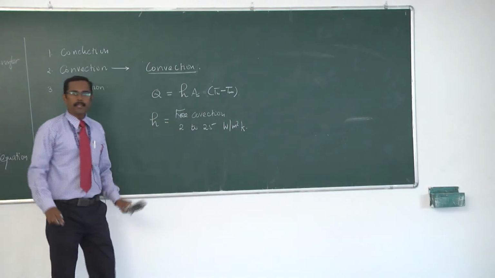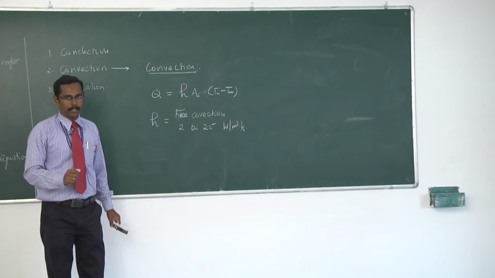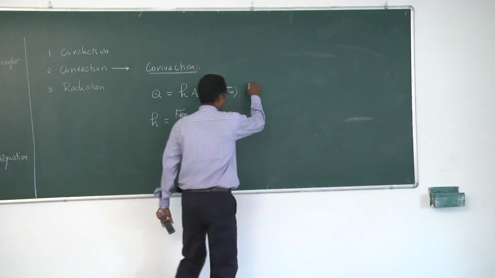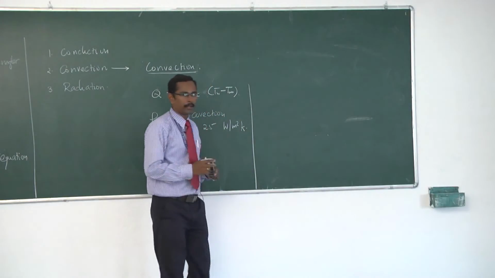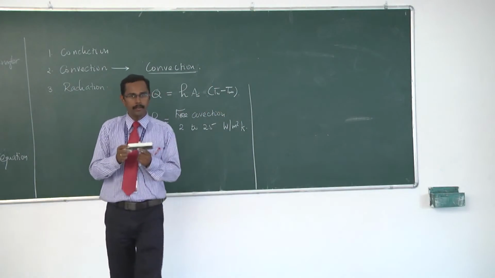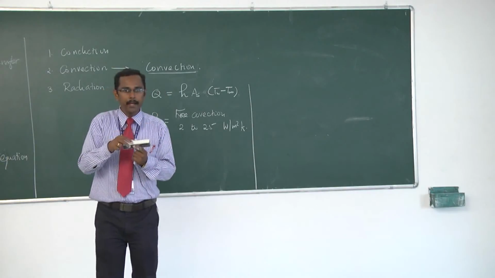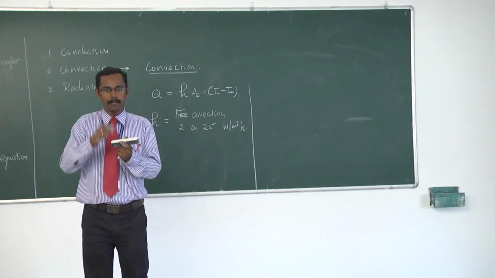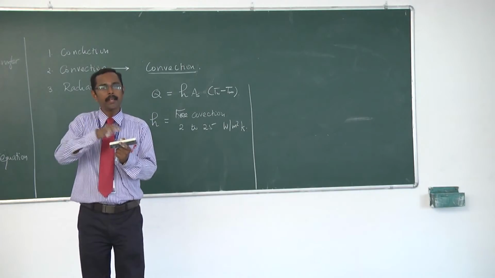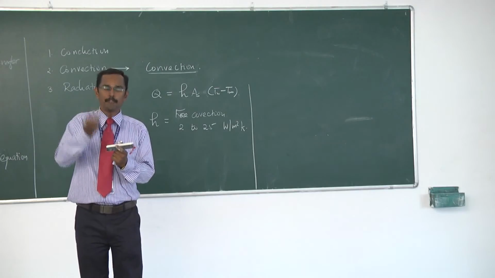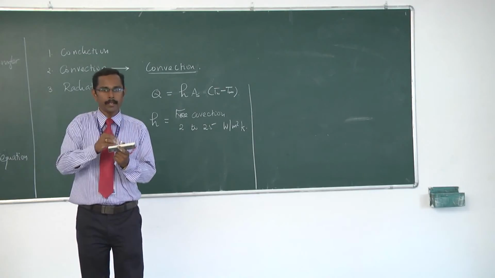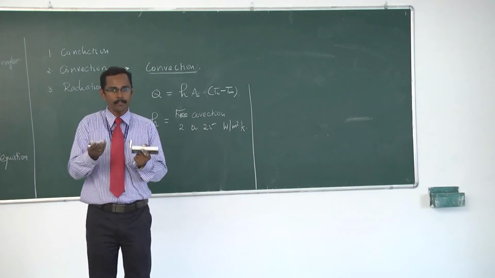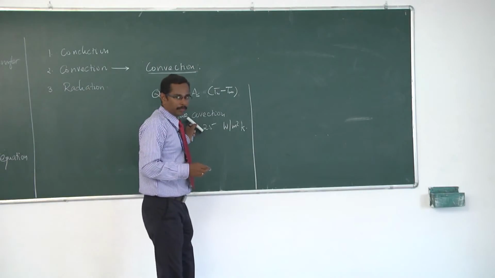Here there are two different types of convection heat transfer: the first is free convection and the second is forced convection. In free convection, the fluid flow happens by buoyancy forces, with no external medium like a fan or blower. Heat is transferred from the solid surface to the fluid. The motion of the fluid is created by buoyancy forces, which are due to the density difference, so free convection takes place.